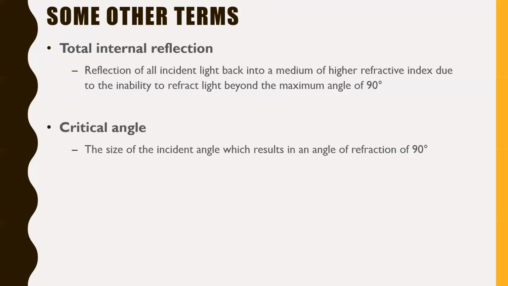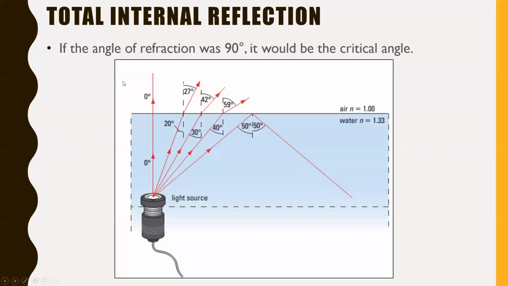And critical angle is the size of the incident angle which would result in that angle of refraction being exactly 90 degrees. So in other words, it's that incident angle that would first start giving you total internal reflection. Here's an image kind of showing it. Let's say you had a light source in the denser medium, which is water, and you were beaming the light out towards the air. Well, this one, because it's going straight on, just continues going straight on, right? There's no angle of incidence from the normal line. It's 0 degrees, so it's just going to continue onwards.